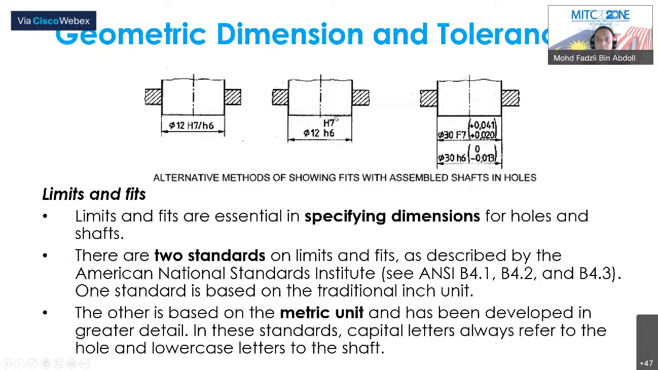Kalau macam ni, H7 ni, tadi dah tunjuk video tadi kan, H7 dia ada tolerance tadi. H7 ni lebih kepada hole, kalau h yang kecil ni lebih kepada shaft punya turn. Okay.